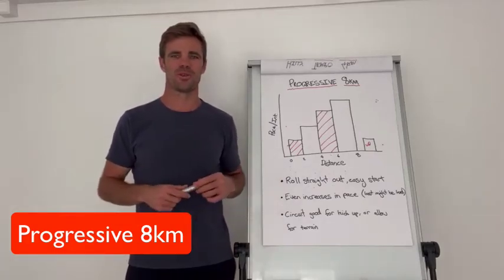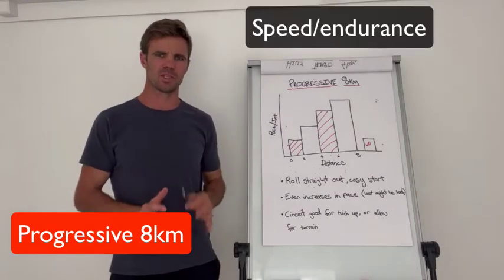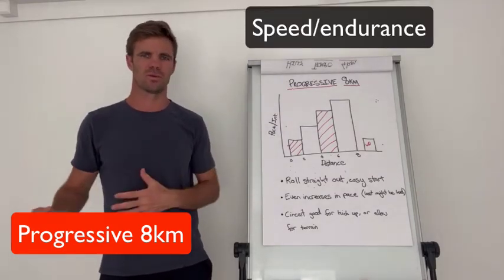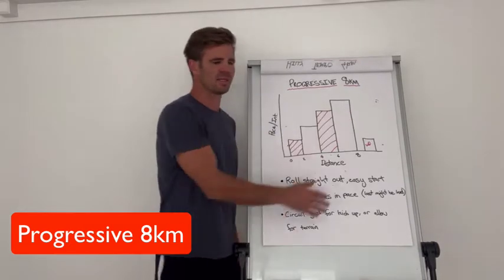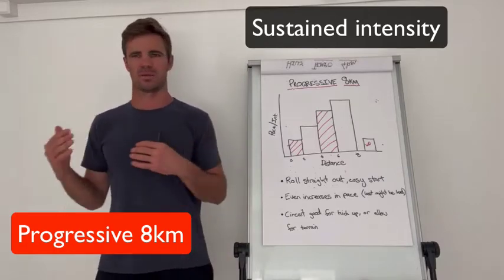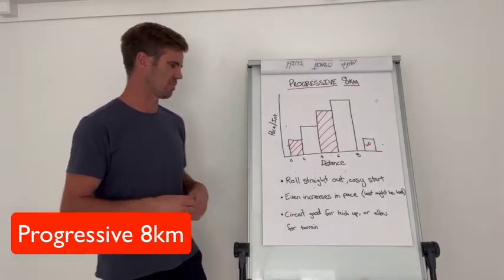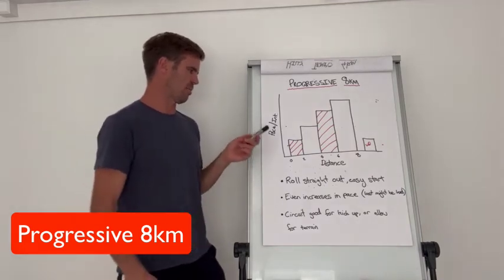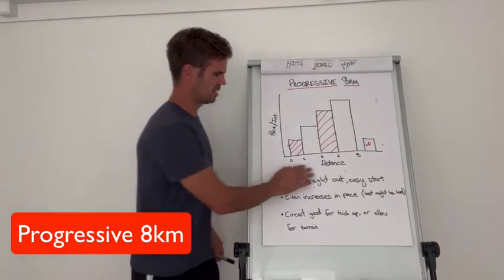Hey guys, welcome to our progressive run of 8 kilometers. This is a speed endurance run. The reason it comes in the speed endurance category is that we're doing our high intensity running for a sustained period of time, compared to an interval set where we're doing shorter bouts and having a rest all the time. So we've got our pace slash intensity on this side and our distance over here.